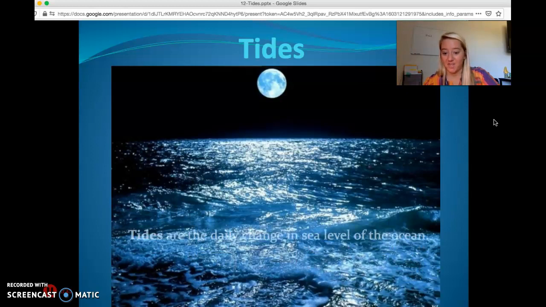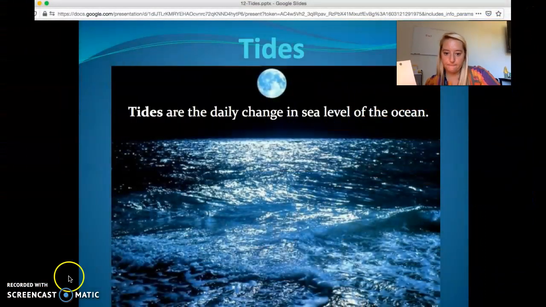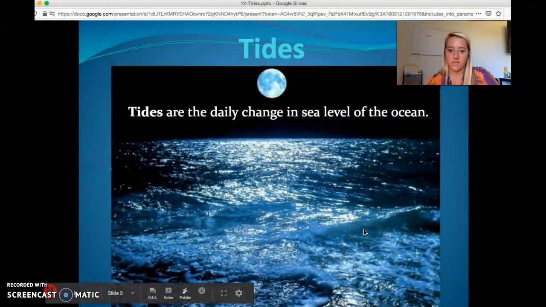Let's get started on our tides notes, shall we? If you will. Our notes look like this. This is where we're going today. Tides are the daily changes in sea level of the ocean.